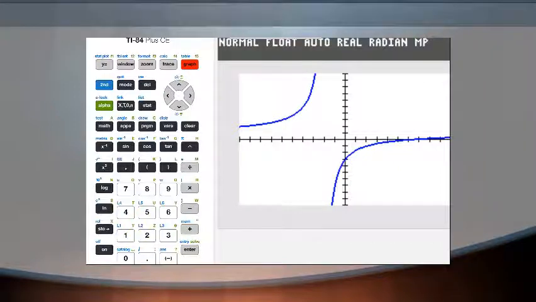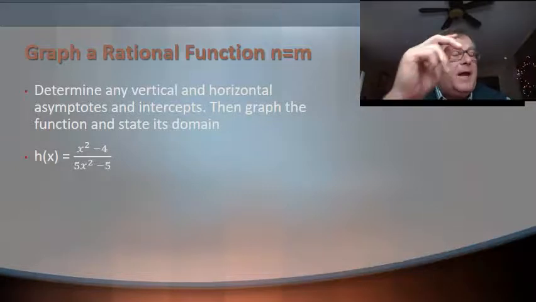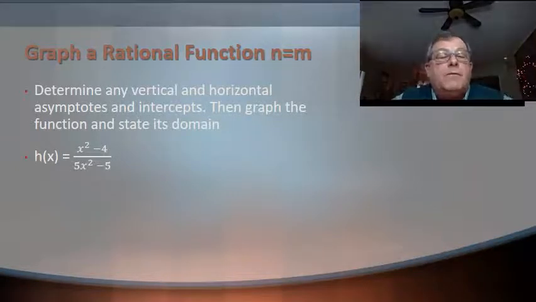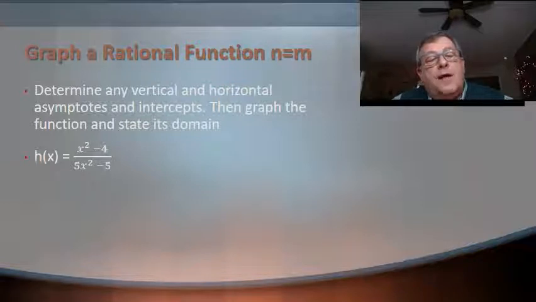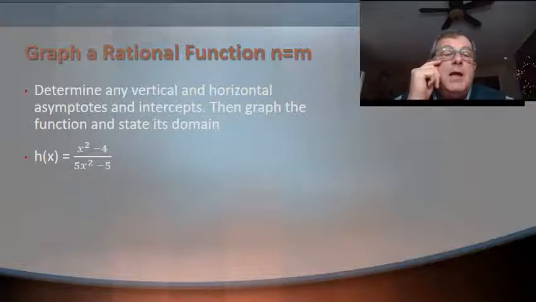We're in good shape. Okay, let's take a gander at this function where we've got h of x equals x squared minus 4 over 5x squared minus 5. And again, we're looking to find vertical and horizontal asymptotes, x and y intercepts, as well as state the domain.